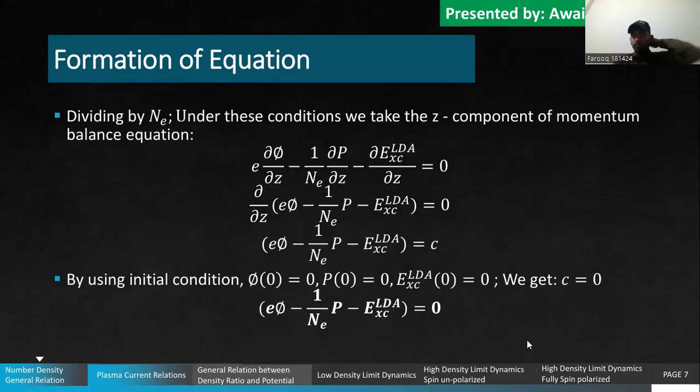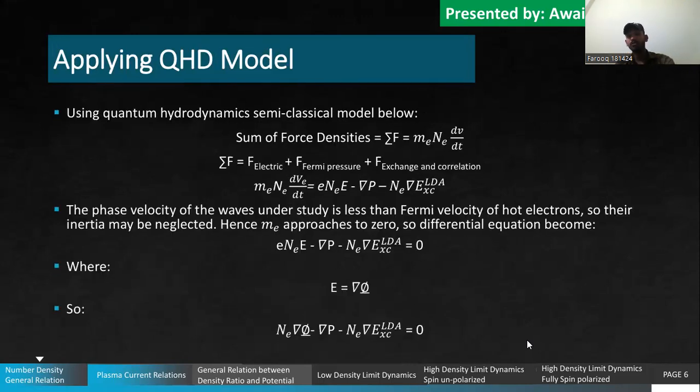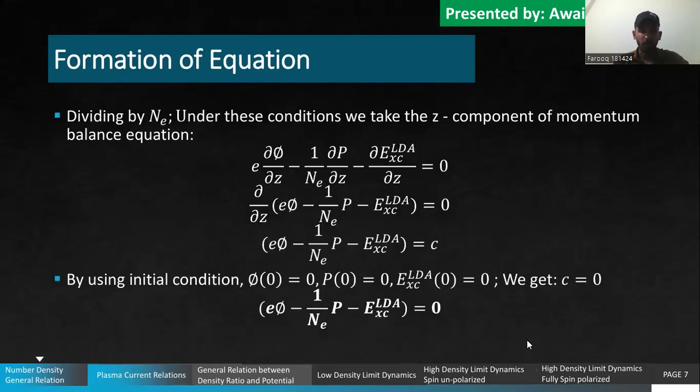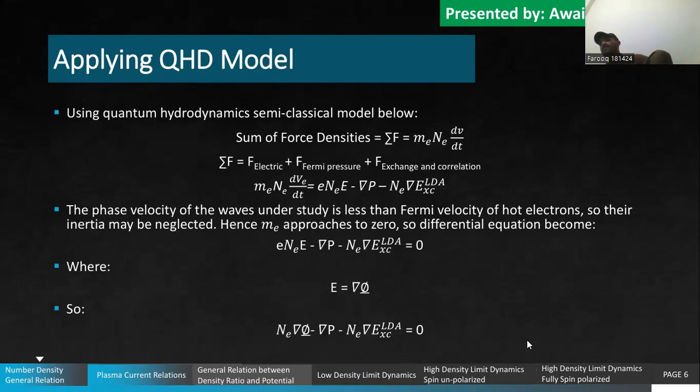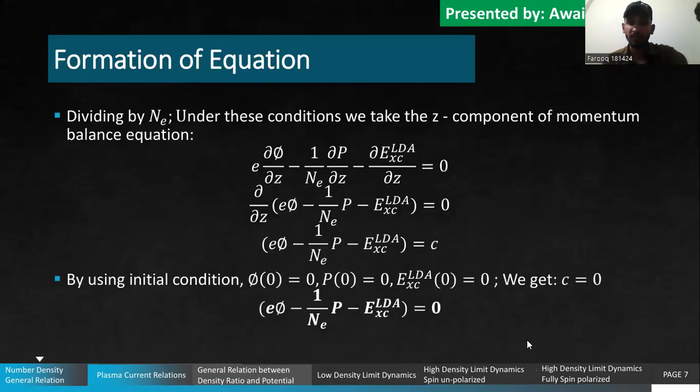Now, if we take the momentum balance equation, I told you that this equation of the quantum hydrodynamics model is also called the momentum balance equation. We are dealing with the Z component only. We can take the X, Y components too, but we are dealing with the Z component. So we convert this equation for the Z component only. Now, we know that the partial derivative with respect to Z is the same in the three terms, so we take it common.